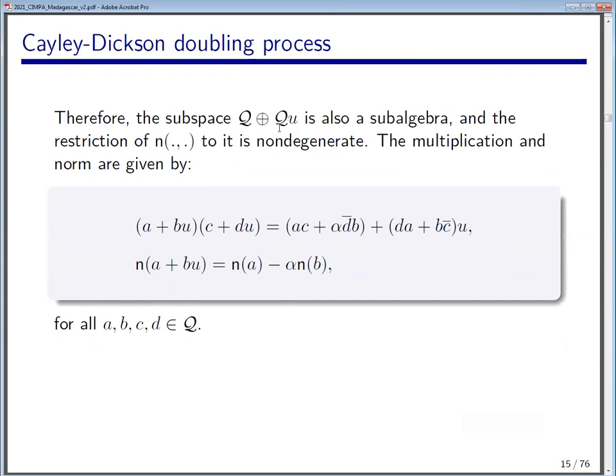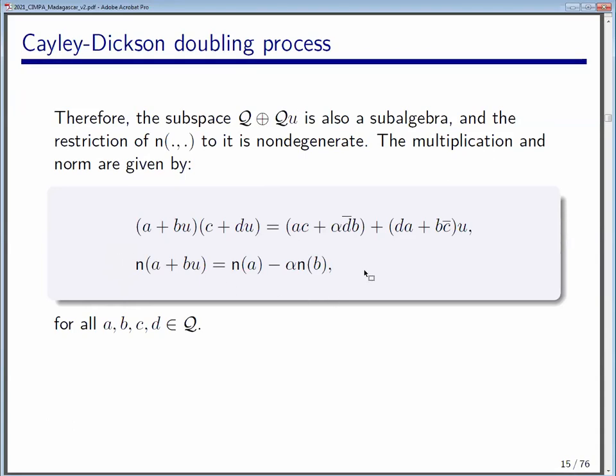multiples by elements of Q. If we take this doubling of Q, this is also a subalgebra. And the way that elements in this direct sum multiply, and the norm of elements, are given by the same formulas that we used the first day to define octonions starting from quaternions. I mean, the real division algebra of octonions starting from the real division algebra of quaternions. In that case, alpha was -1. But apart from that, these are exactly the same formulas that we have been using.